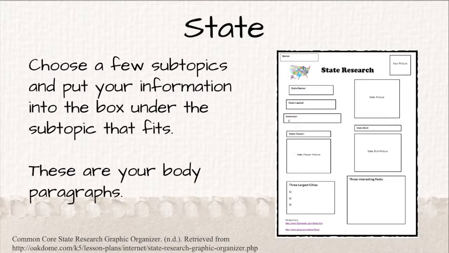State research. Again, pick a few subtopics and put your information into the box under the subtopic that fits. For example, you'll have state information regarding the capital city, the state flower, the state bird, the state tree, some of the largest cities, what the state is known for, the nickname of that state, etc. What you'll want to do is look at your research information first and then see how you can group that information into subtopics.